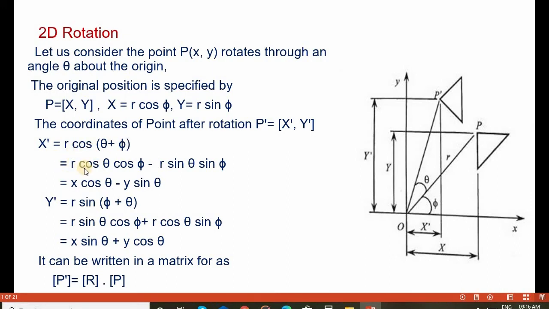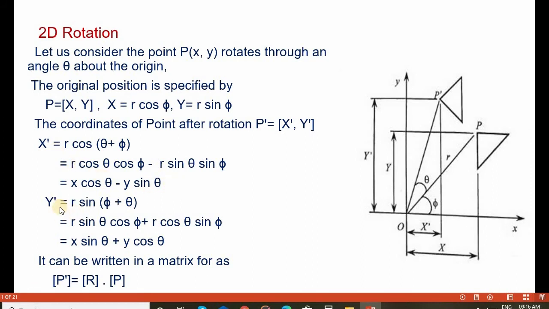Then we can expand the equation: r cos theta cos phi minus r sin theta sin phi. So we will ultimately get x cos theta minus y sin theta. This is the new rotated coordinate x dash, that is x cos theta minus y sin theta.